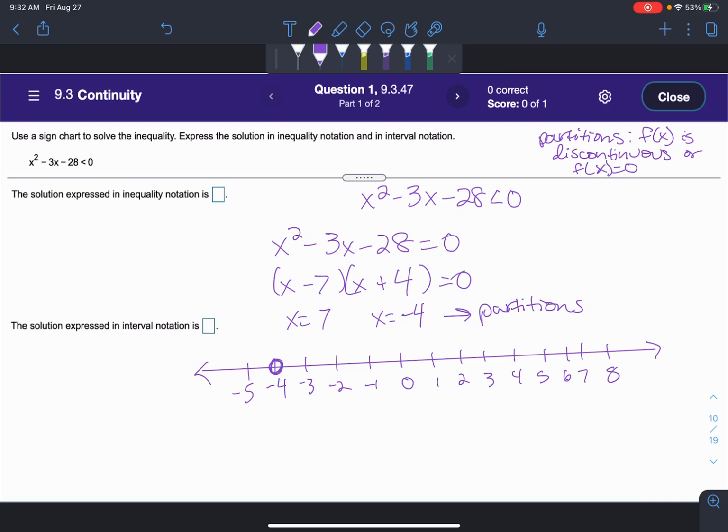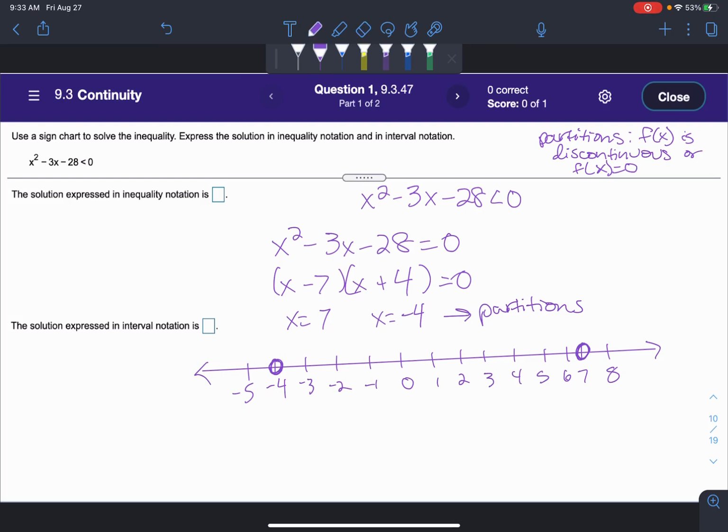Okay, so I'm going to put these partition points. They're going to be open here because our inequality is less than. If it was less than or equal to, then I can fill them in, but we don't have the equal to case here, so that's why they're open circles.